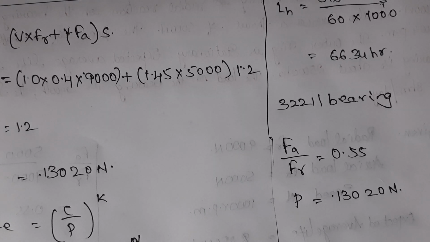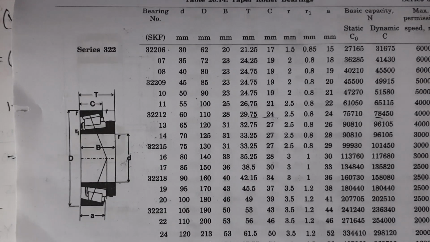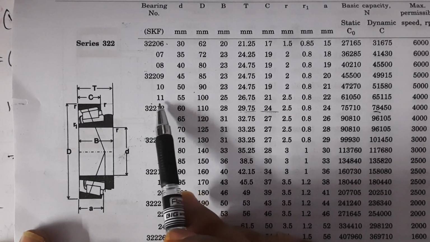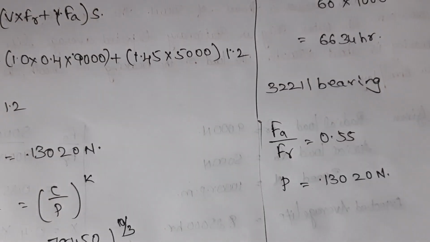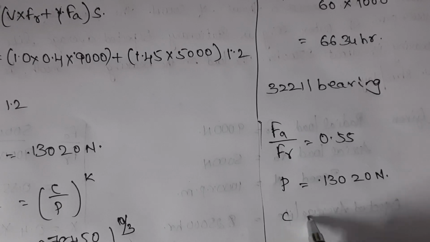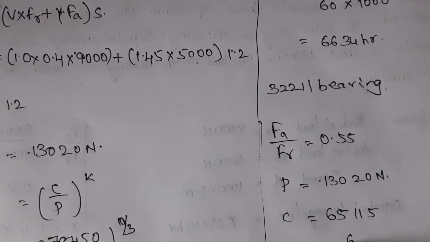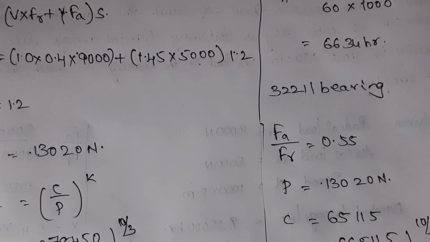Next we have to calculate the life. For calculating the life, we have to select the dynamic capacity, which can be found out from the taper roller bearing number 3221. We have a value of 65115. So the life is equal to (65115 by 13020) whole to the power of 10 by 3.